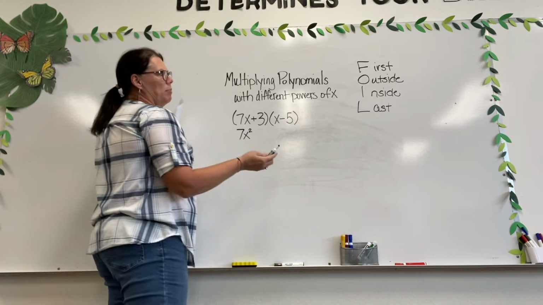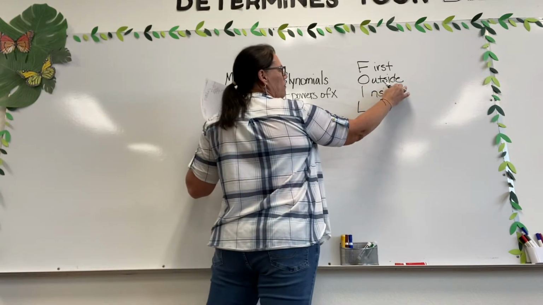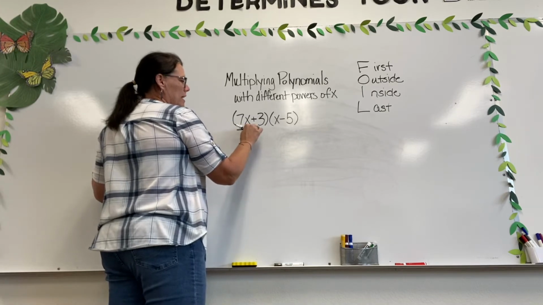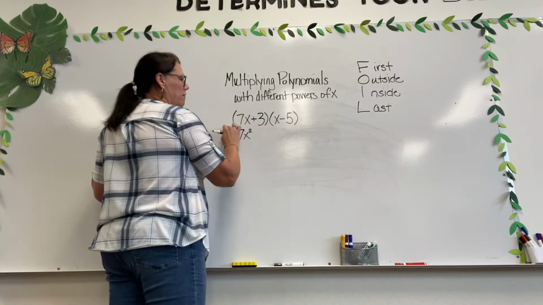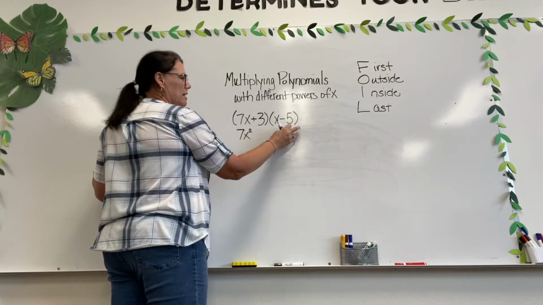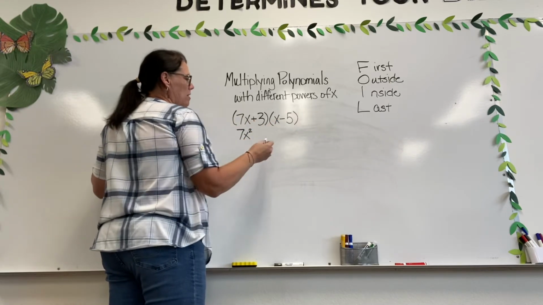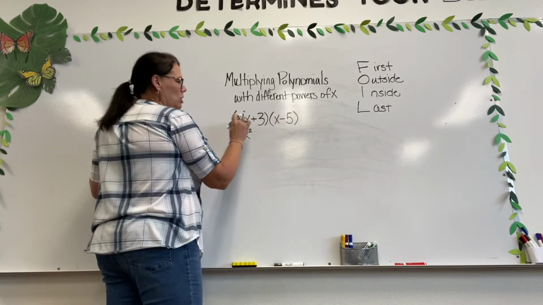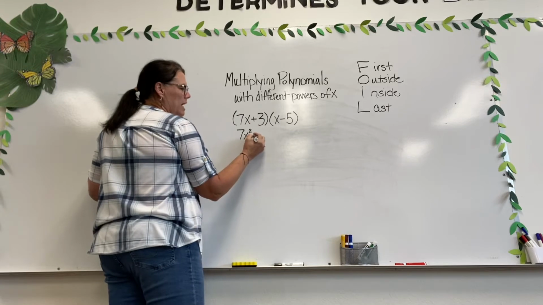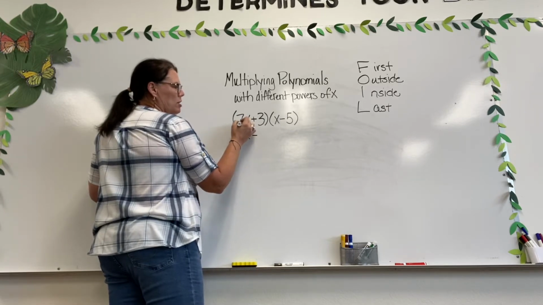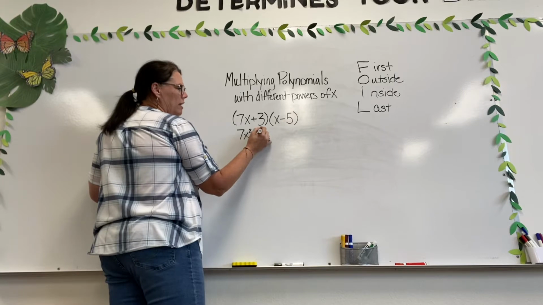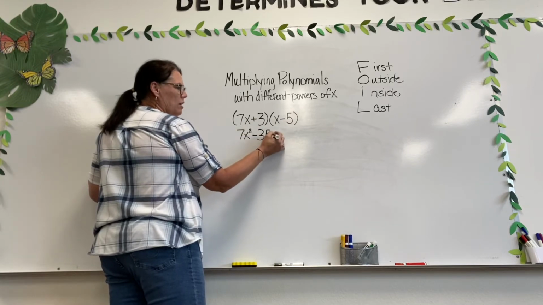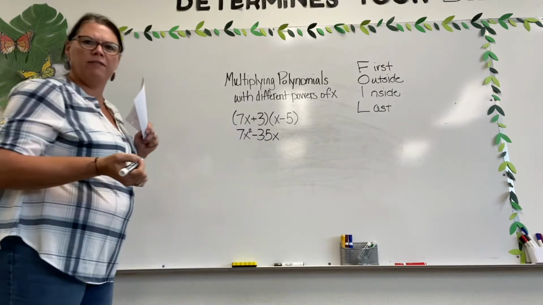Then the next step is the O in FOIL, outside. You multiply the outside numbers of this equation, which is 7x and 5. See, it's the outside numbers, and you have a positive 7x and a negative 5. You know when you multiply a positive times a negative, you get a negative number. So it's 7 times 5, 35, and you have the x here, so it's negative 35x.